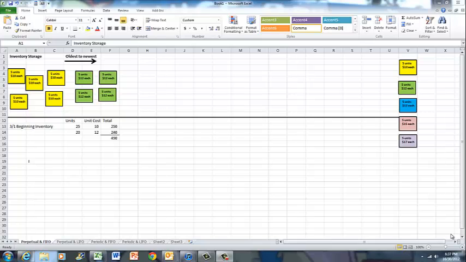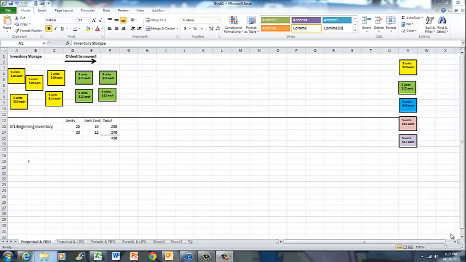This is a tutorial on how to record inventory transactions. In this example, we're going to assume a perpetual inventory system. With a perpetual inventory system, we're going to record each purchase and each sale as it happens and try to calculate the cost of the sale right at the point of the sale.